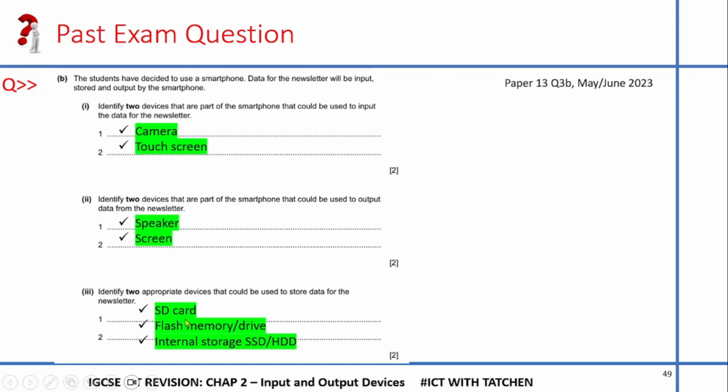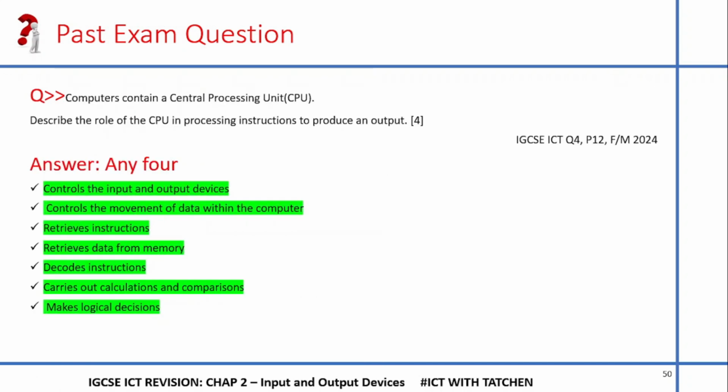When we talk about smartphones, they have SSD, not HDD, so this is a mistake from my part. But internal storage should be strictly SSD. I misread that question, so it should be strictly internal storage SSD for smartphones. If it was a computer, it could probably have the HDD, a desktop.